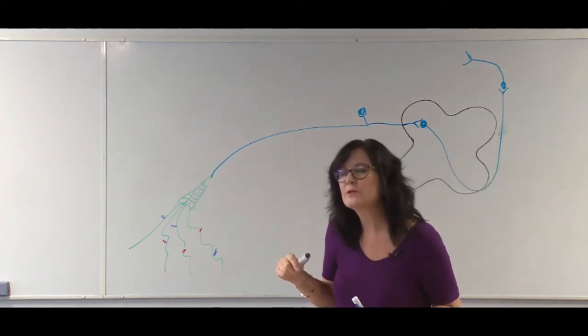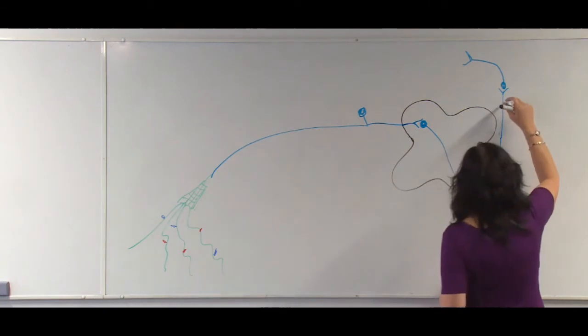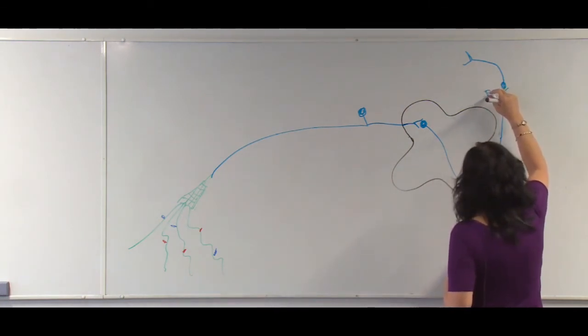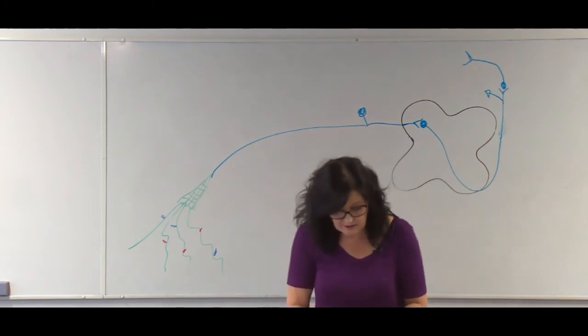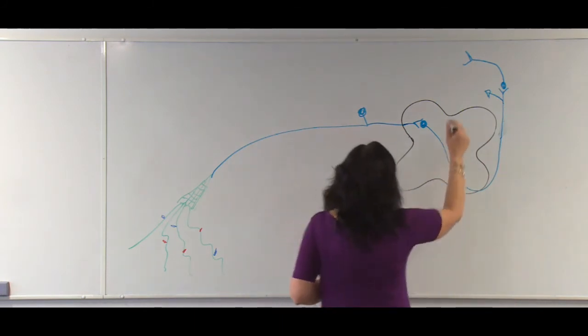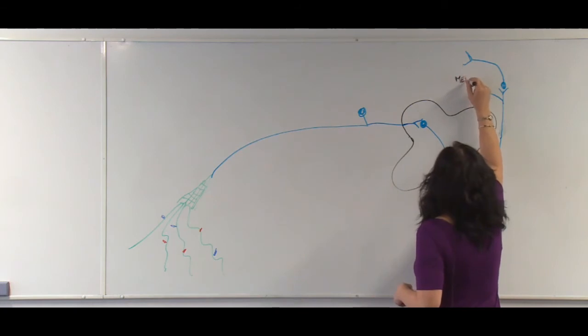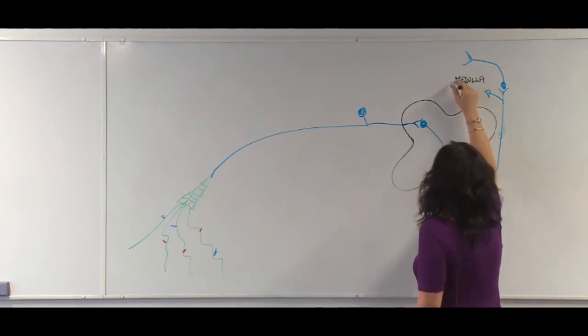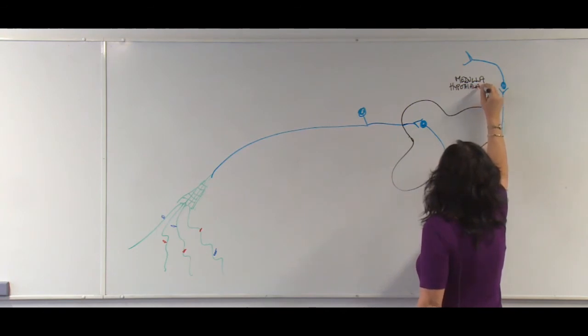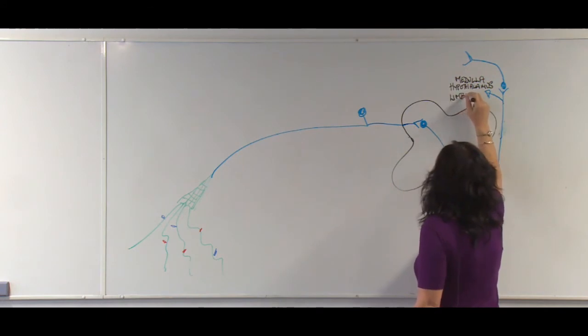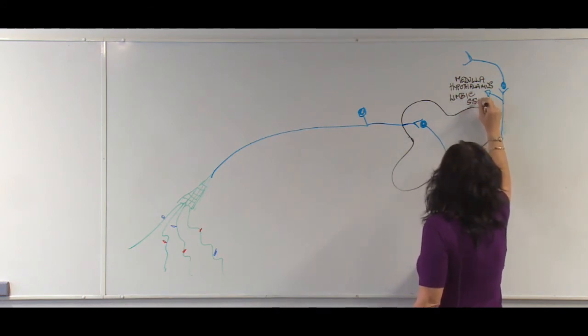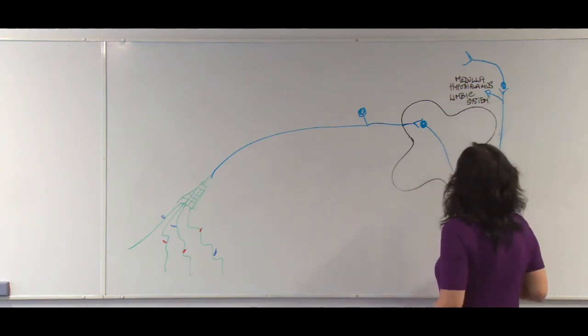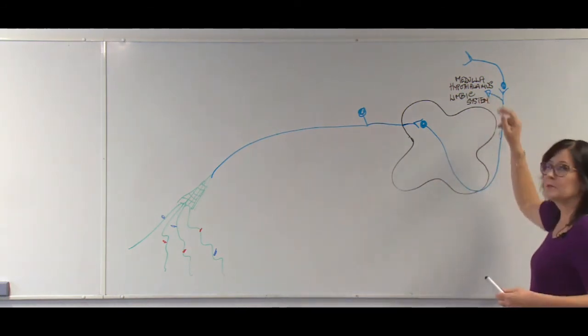Now remember, we also have branches. So we have little branches here that potentially go to our old friend, the medulla. Also, our old friend, the hypothalamus, and the rest of the limbic system. Remember, the hypothalamus lives within the limbic system. So we've got multiple branches going off here.